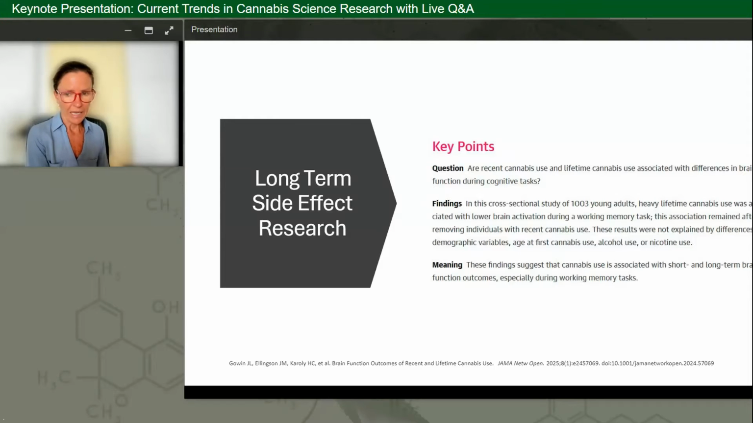And these results could not be explained by differences in demographic variables, age at first cannabis use, alcohol use, or nicotine use. This was a study by Gowan et al. in JAMA in 2025, so very recent. These findings suggest that cannabis use could be associated with short and long-term brain function outcomes, especially during working memory tasks. Now, this is one study, but it is an example of looking at long-term side effects of use, and it also identifies the need for further research and that this really does need to be a key focus of research.